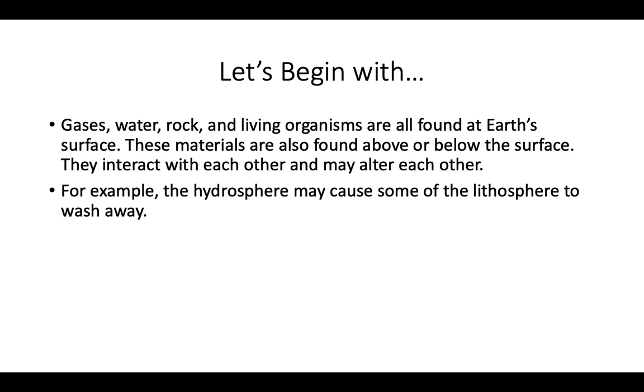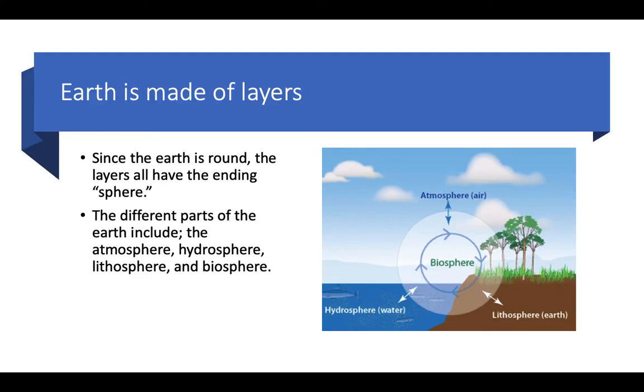We're going to begin with these two things. Gases, water, rock, and living organisms are all found at Earth's surface. These materials are also found above or below the surface. They interact with each other and may alter each other. Okay, so all these things are found on Earth's surface and below it, and when they interact together, they might change. So, for example, the hydrosphere may cause some of the lithosphere to wash away. And we're going to talk about the different types of spheres today.